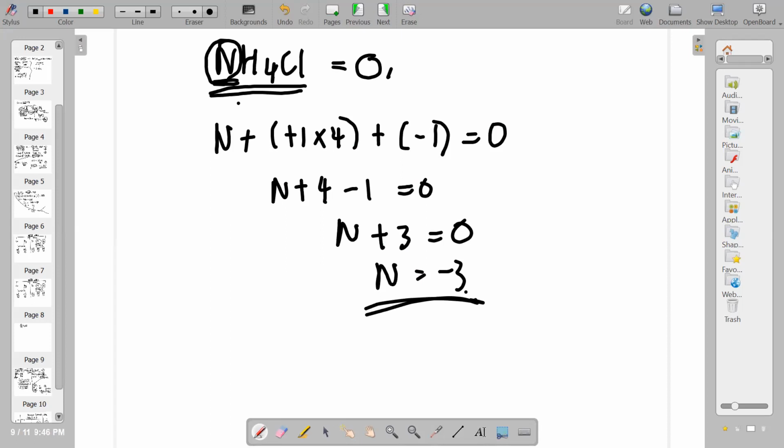Senang je. Actually, calculation questions for chemistry really are very easy once you get the hang of it.